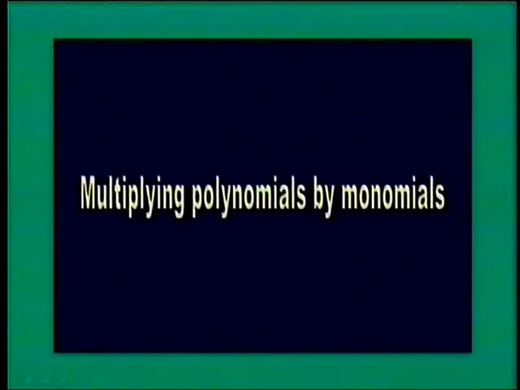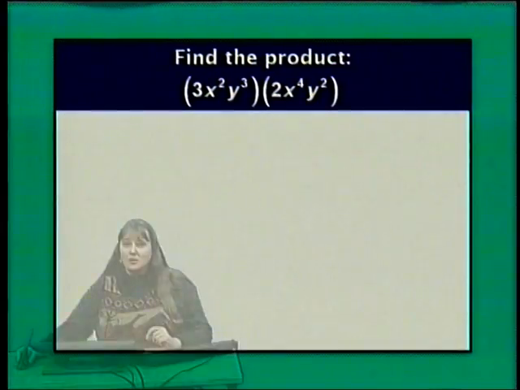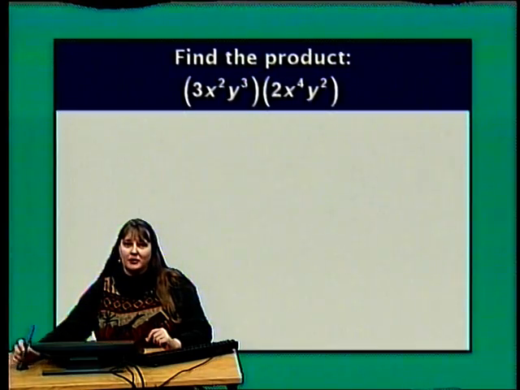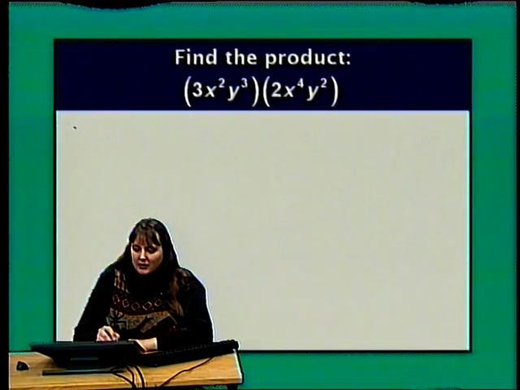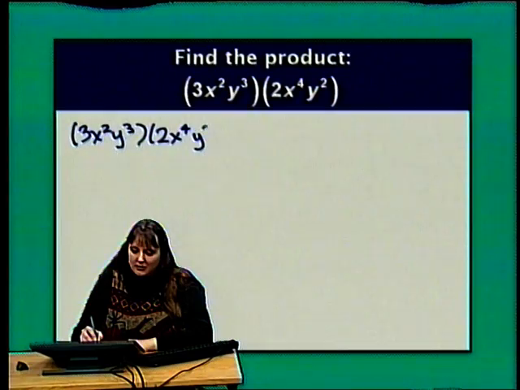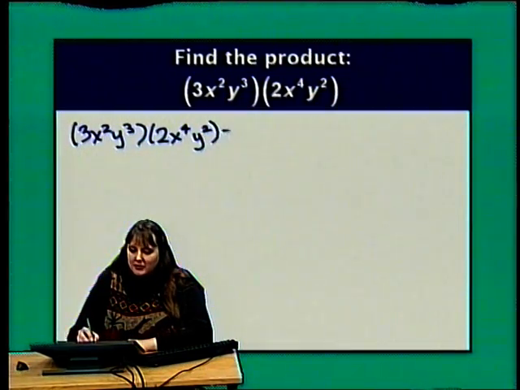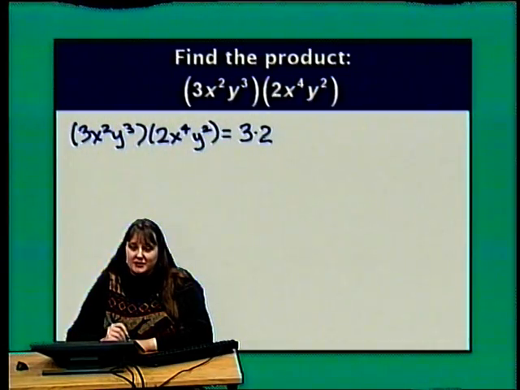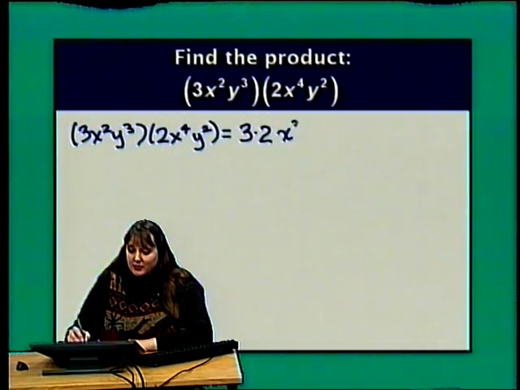So let's start by multiplying polynomials by monomials. First, let's multiply the monomial 3x squared y cubed by the monomial 2x to the fourth y squared. So I'm going to need to multiply the coefficients together and figure out how many factors of x and how many factors of y I have. For this first example, I'm going to write out the step that shows that I'm multiplying the coefficients 3 and 2 together, x squared and x to the fourth together, and y cubed and y squared together.